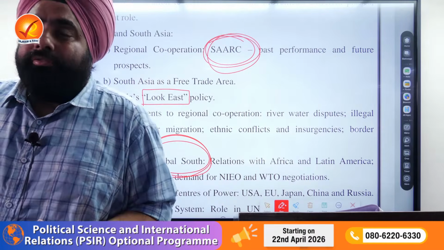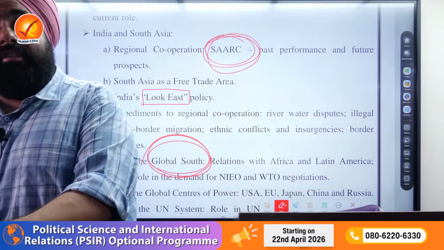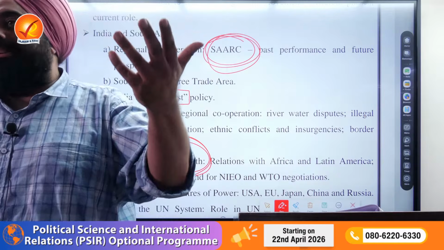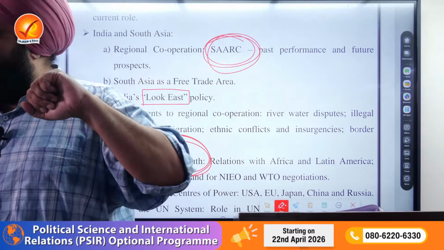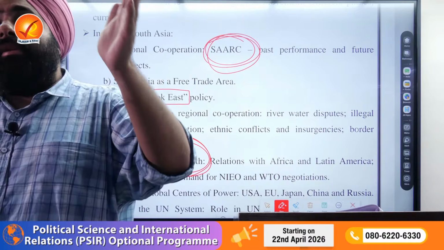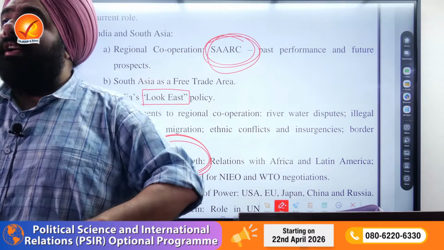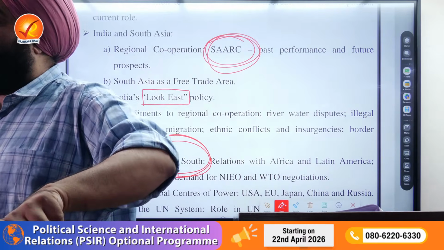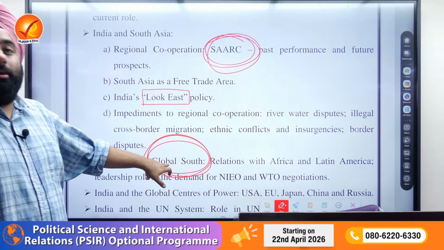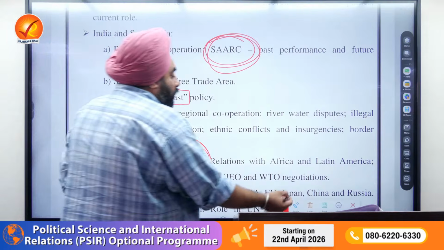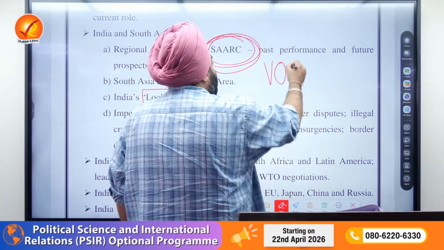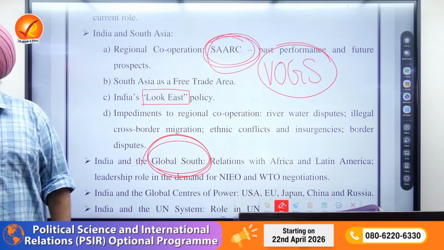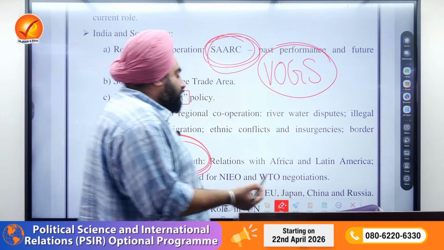And the majority of the rich countries of the world, of course there will be exceptions also, the majority of the developed countries are in the northern hemisphere. Of course, exceptions are also there. And the majority of the developing and poor countries are in the southern hemisphere. That is why the rich world is known as global north, and the poor world is known as global south. India has always stood up for the global south. India has always supported the global south. India wants to become the voice of the global south. So what sort of relationship India has with the global south countries, that is also something which we must discuss.